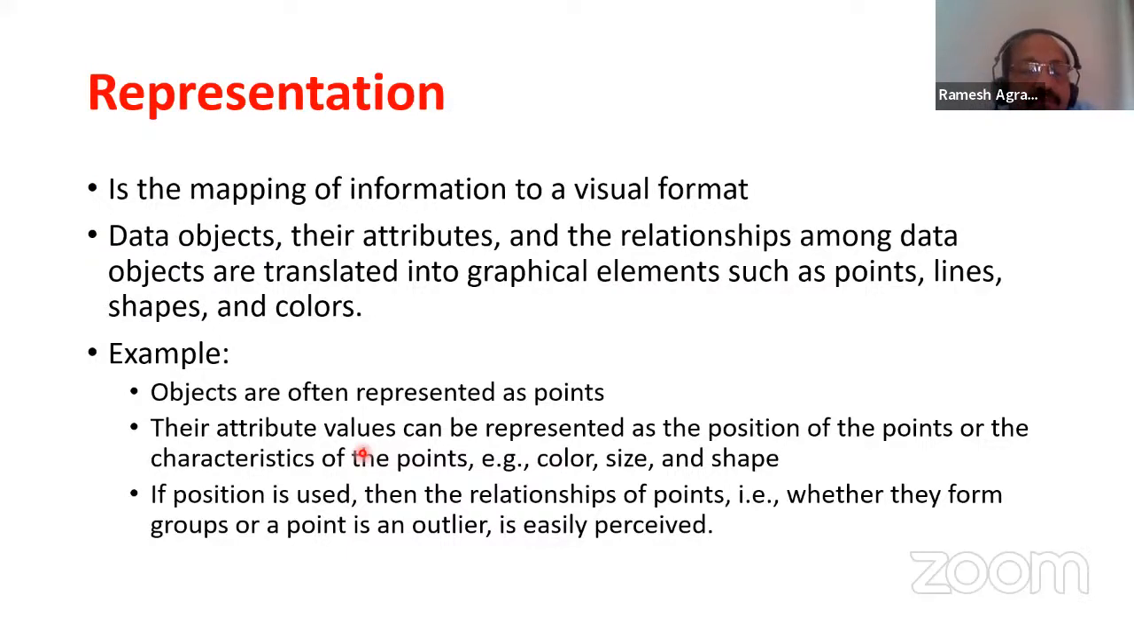Okay. So in general, when you see it graphically, you'll find that samples or objects are represented as points, and attribute values can be represented as the position of points. Attribute values will represent where that point is located, and then it can be described in terms of color also. It can also describe size. It can describe shape.